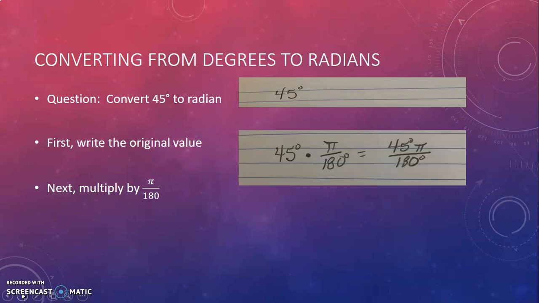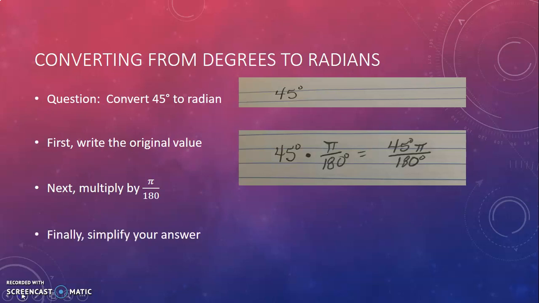Okay? So when you multiply fractions, you just multiply straight across. The 45 could actually be 45 over 1. So you can do 45 times pi and you get 45 pi. And then 1 times 180 is just 180. Now, this is the correct answer. However, on multiple choice tests, they usually would ask you to simplify it.